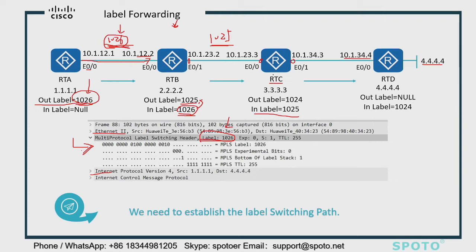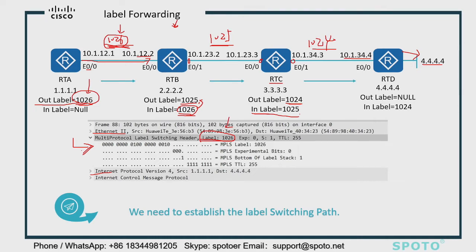Okay, so RTC will remove the in label 1025 and then add a new label according to this information. The outgoing label is this one, 1024 here. Okay, so at last for RTD here, RTD will do the same thing, check the label, search the MPLS forwarding table, and find the information here, and then RTD will remove the label and then forward it to the destination network segment. Okay, so this is the process of MPLS forwarding.